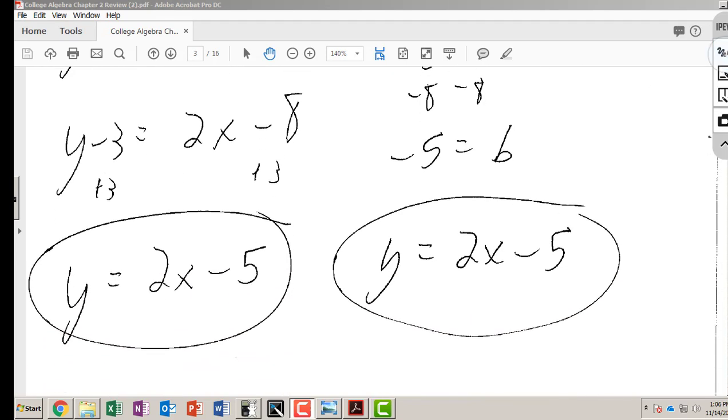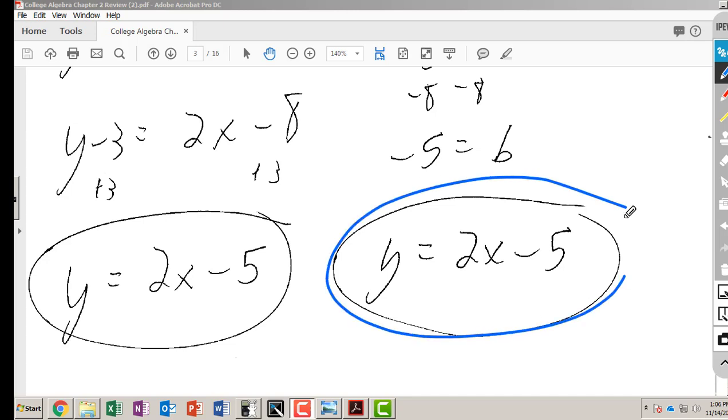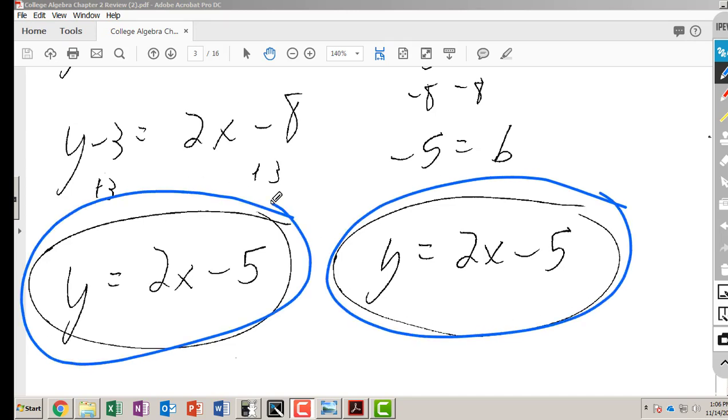Either form that you want to use, I don't really care which one you use, just make sure you're able to use one of them. And you'd have your equation of y equals 2x minus 5. So that is the equation for a line passing through (4, 3) and parallel to the line whose equation is y equals 2x minus 6.